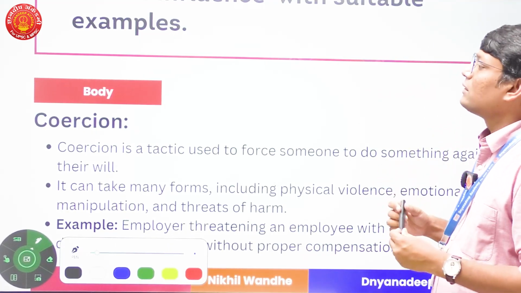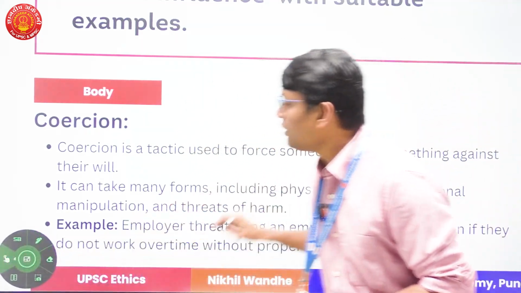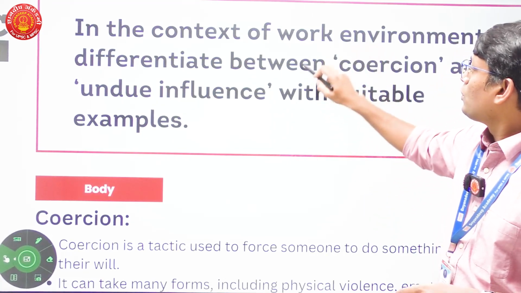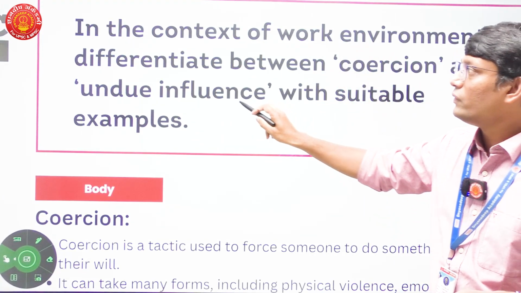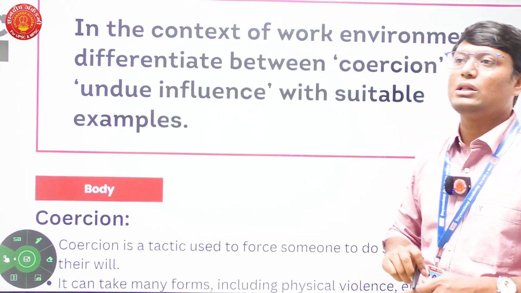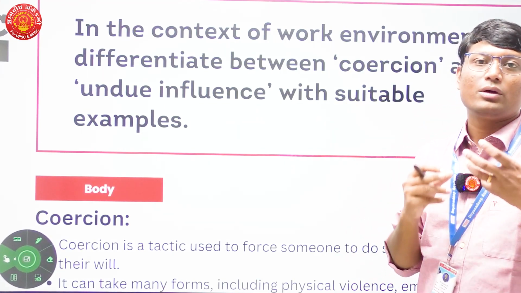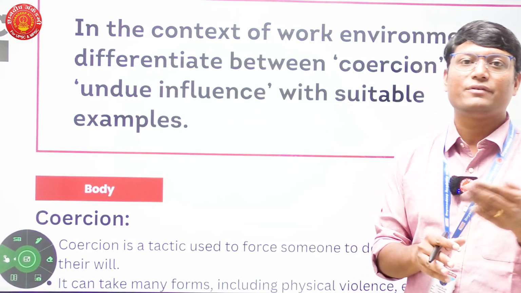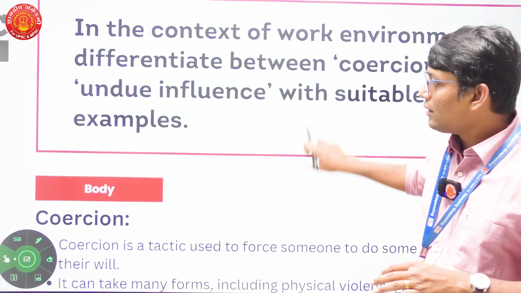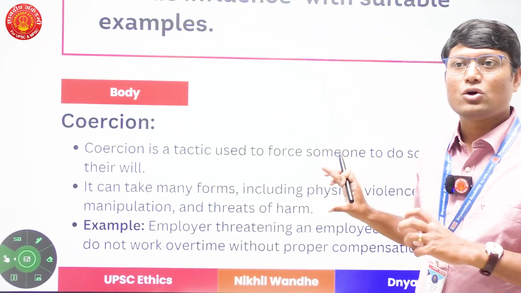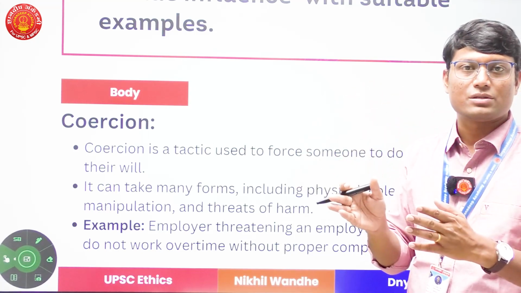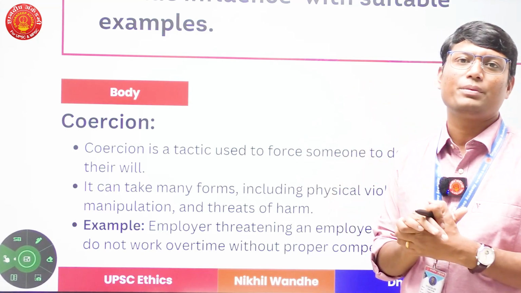Now in the body part, I have to talk about coercion and undue influence, and I have to differentiate between them. There are two ways to write an answer where a difference has been asked. You can have two segments or you can make two columns. Both are fine, both are appropriate.